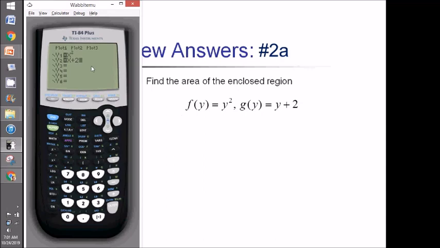So now let me quit out of this, and let me do Zoom 6. So here's the non-sideways version of these functions. We're going to come back to this graph to find intersection points in a little bit. But for now, let me go back to y equals and deselect these because I don't really want to graph them. And now quit out of there.